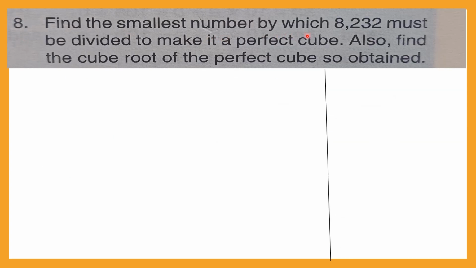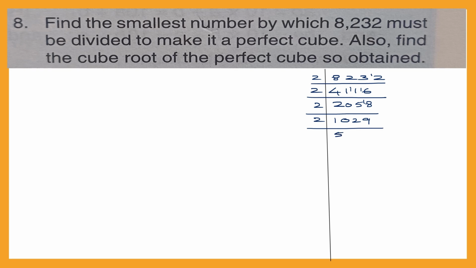Question 8. Find the smallest number by which 8,232 must be divided to make it a perfect cube. That's the first part. Second part, find the cube root of the perfect cube so obtained. So to find this, first let's find the prime factors of this number, that is 8,232. So let's begin with 2. 2 fours are 8, 2 ones are 2, 2 ones are 2, there's 1 left, 2 sixes are 12. Continue with 2, 2 twos are 4, then 0, you carry 1, 11, 2 fives are 10, carry 1, 2 eights are 16. Continue. 2 ones are 2, 0, 2 twos are 4, 1 is left, 2 nines are 18. Continue.